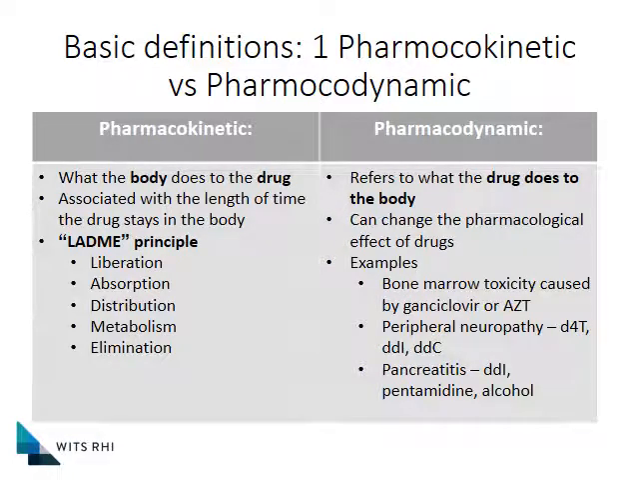So we need to start with some basic definitions. And the first definition you might remember from varsity days is your pharmacokinetic versus pharmacodynamic. Pharmacokinetic refers to what the body does to the drug, and pharmacodynamic refers to what the drug does to the body. So a good example to think of when you're trying to differentiate the two is what happens when you drink a glass of wine.